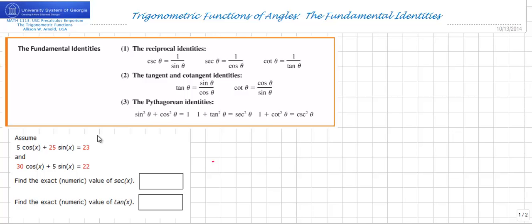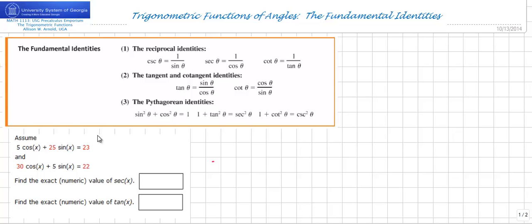Okay, so we're still working with our fundamental identities and our trig function definitions. Let's solve the system of equations given as 5 cosine of x plus 25 sine of x equals 23 and 30 cosine of x plus 5 sine of x equals 22 to find the exact numeric value of secant of x and of tangent of x.